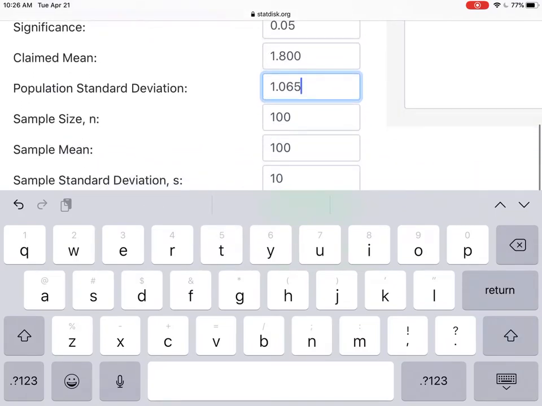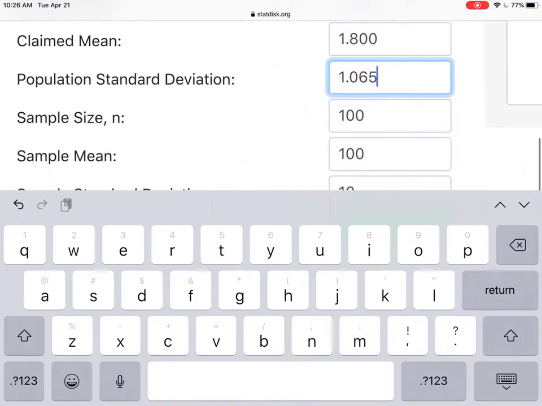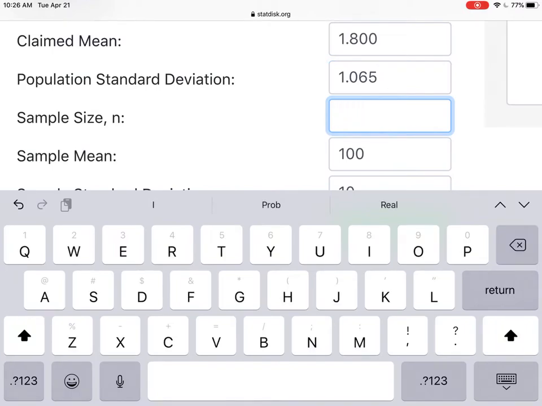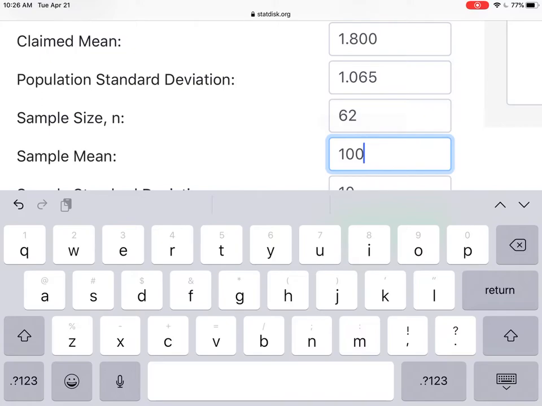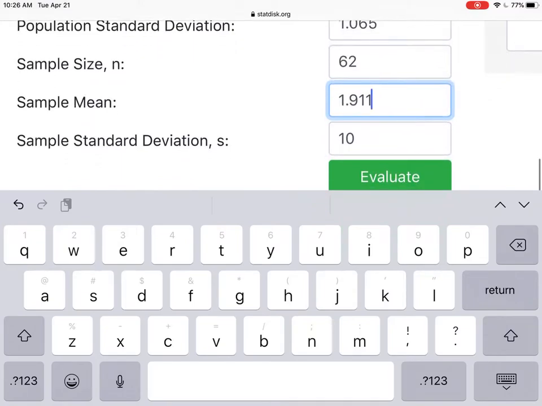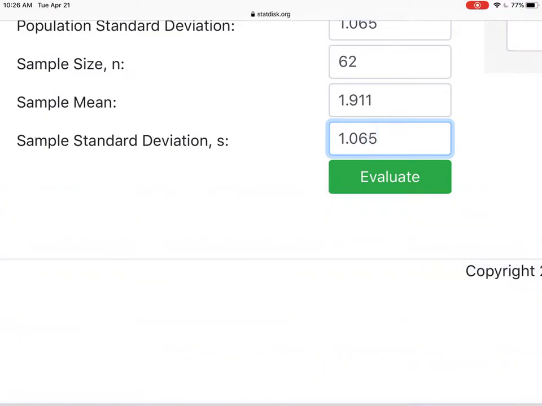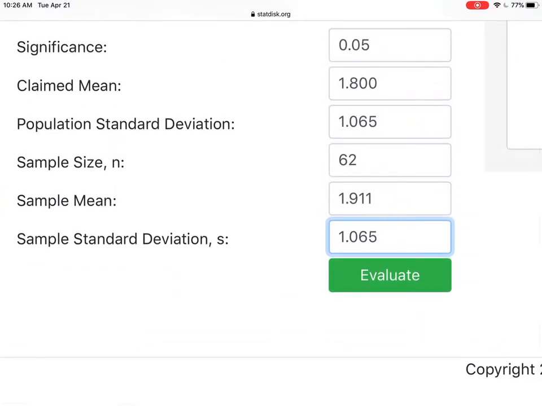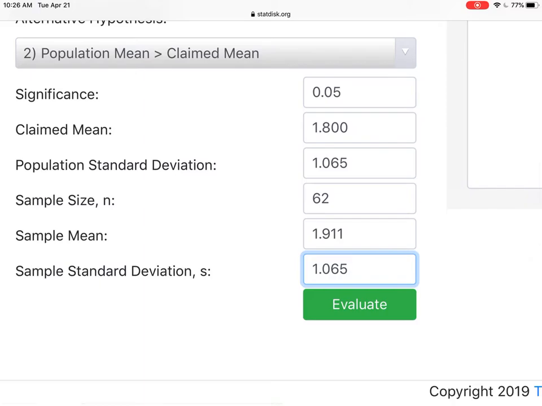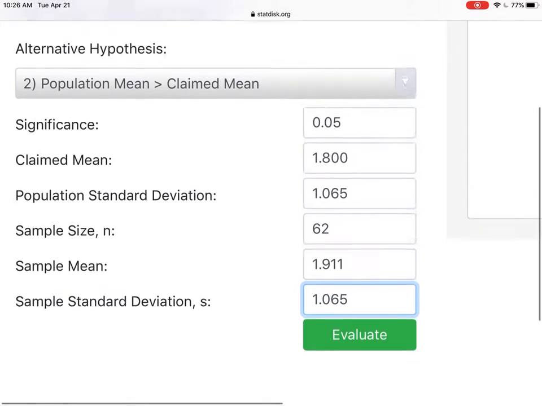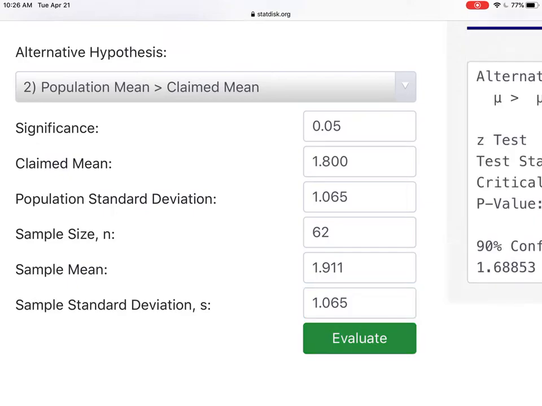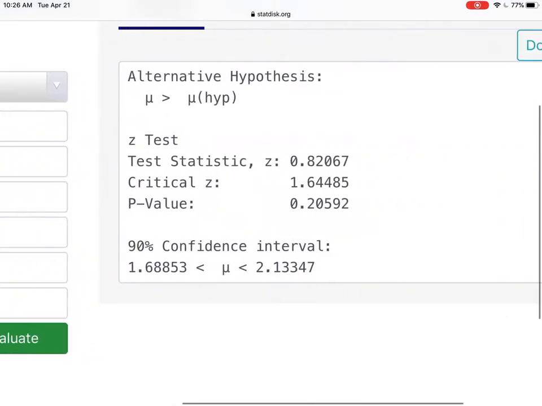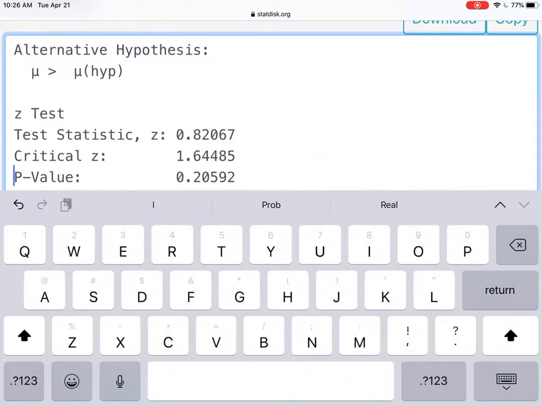It was 1.065. When we did this in an earlier video, we did not have the value of the population standard deviation, so we left that blank. 62 was our sample size. 1.911 was our sample mean, and our sample standard deviation here, 1.065, that was also given to us. Even if I didn't have that, it really doesn't matter what value I put in there. Because we have the information about the population standard deviation, it's going to take precedence. So we evaluate this, and we see a p-value is 0.2059.